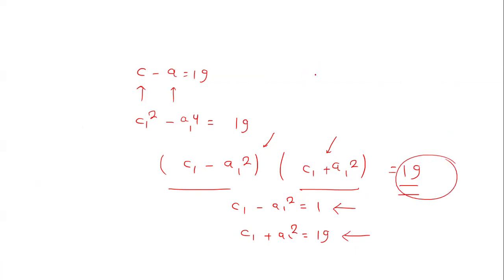Now if you add both of these, you get 2 times c1 is equal to 20, so the c1 value is 10, and the a1 value you can get after solving as 3. Because these are positive integers, we are neglecting a1 as minus 3. So now we have c1 as 10 and a1 as 3.